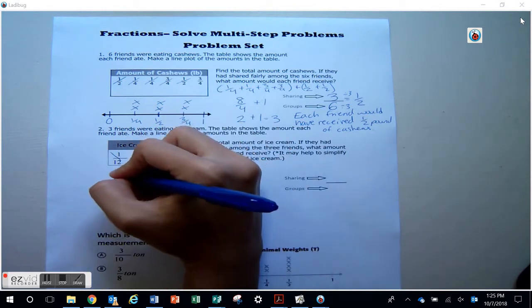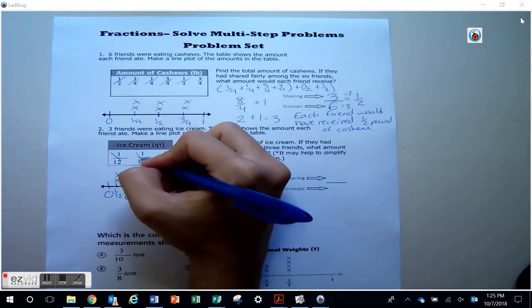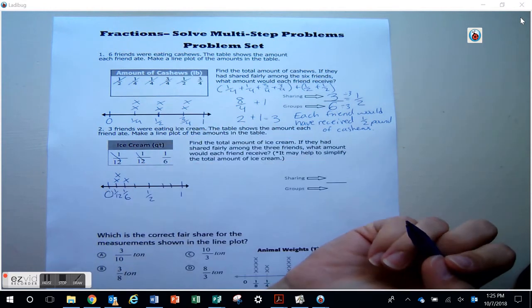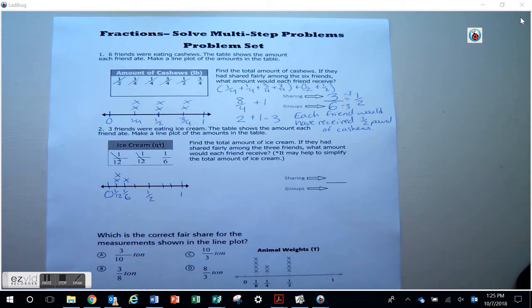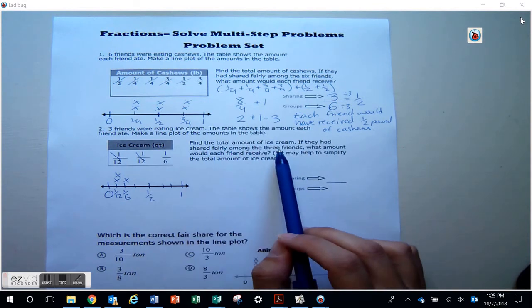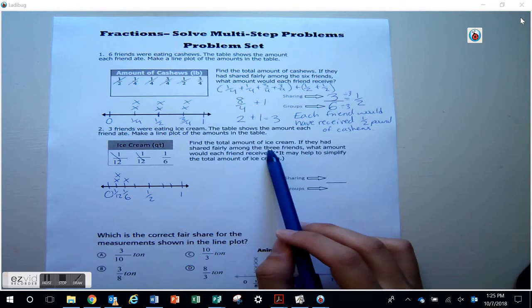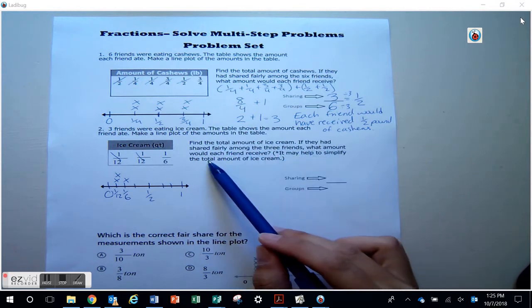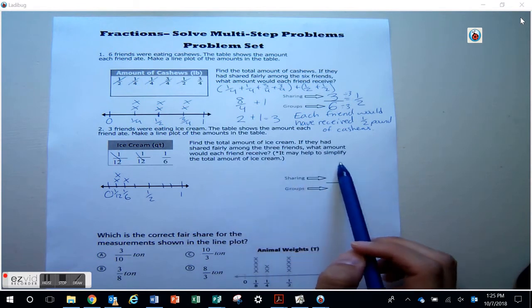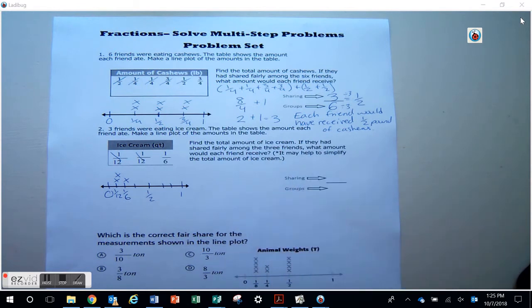And within that, I have 1/6 here, and I have my 1/12 there. So I have one set of 1/12, a second set of 1/12, and 1/6. So 3 friends eating ice cream. This is how many quarts they ate.